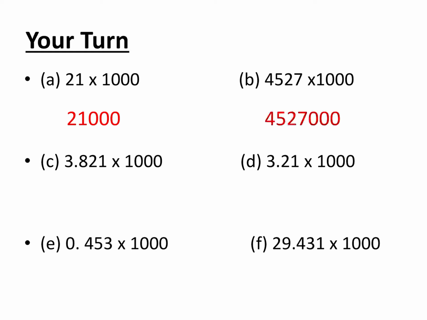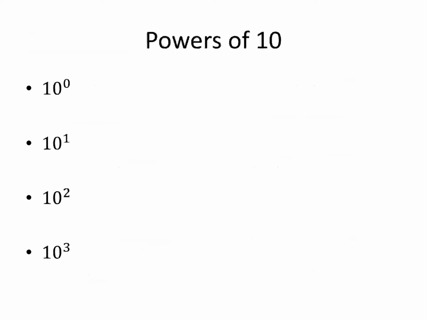Okay, brilliant. Well done for having a go. So question number 1 is 21,000. Part B is going to be 4,527,000. Part C is 3,821. Part D is going to be 3,210. Part E is 453. And part F is going to be 29,431.